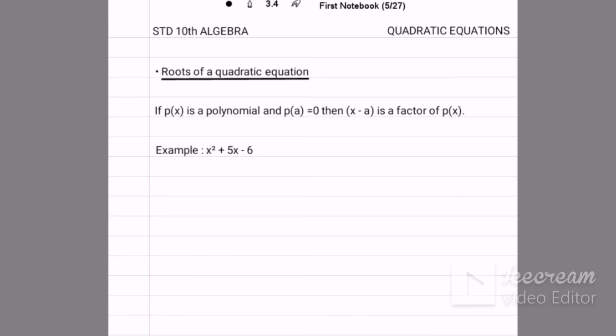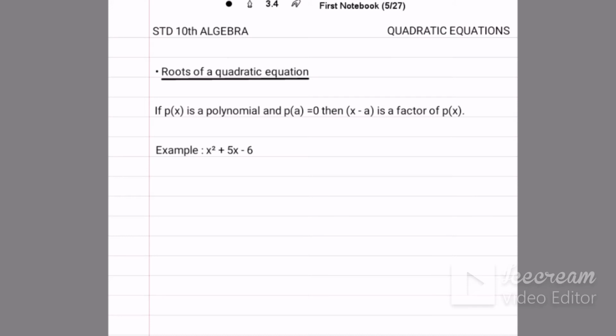Now what is a root? I will simply tell you, the root of a quadratic equation is any value of x which satisfies the given equation. Suppose they have given a value of x and we substitute that value in the equation, and if we get the value of the equation to be 0, then the given value of x is the root of the quadratic equation. So basically, if we substitute the value of x in the equation and get 0, that is the root of the equation. It's that simple. They have given it in terms of a factor.